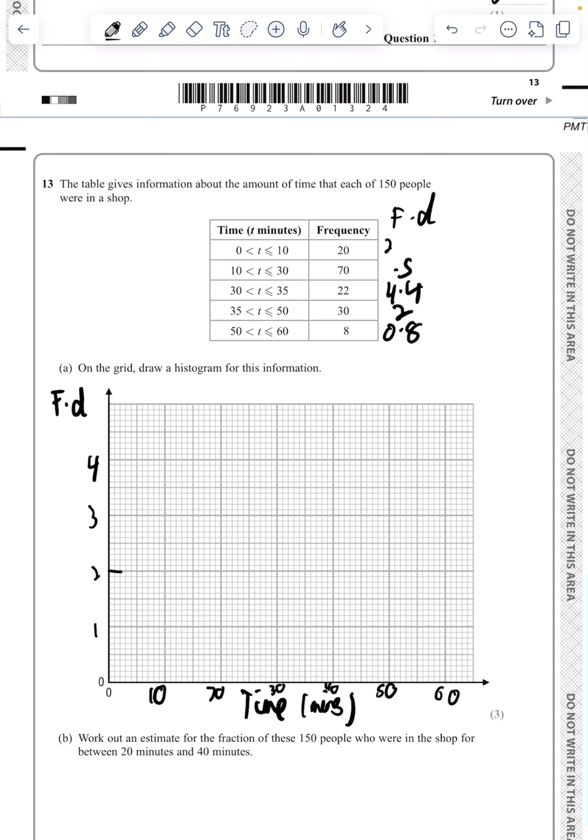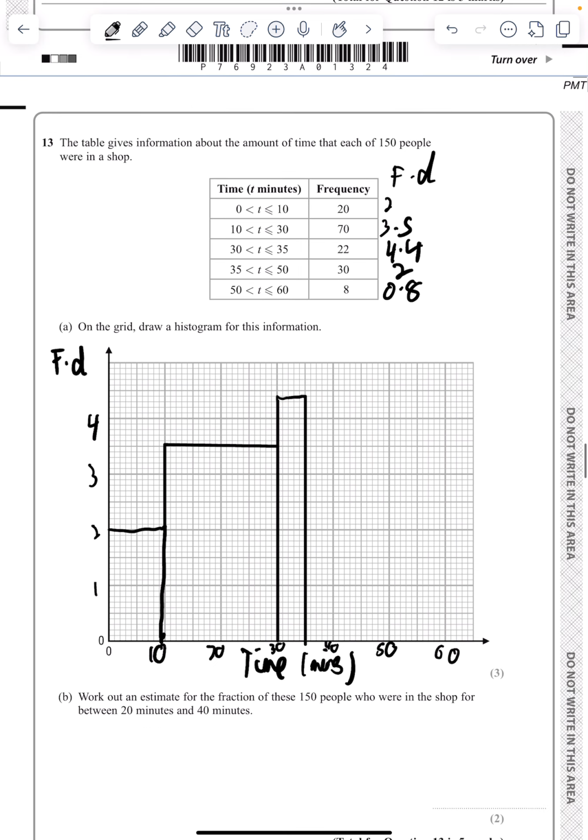And then you just draw the graph, so that's that. What's that? 10 to 30, 3.5. So. 30 to 35, 4.4, so again, same thing. And then yeah, same for the rest.